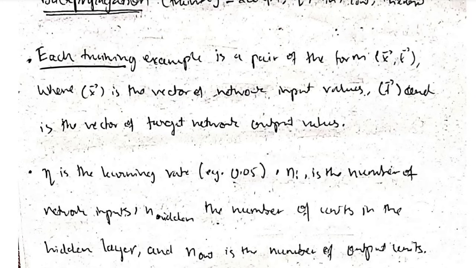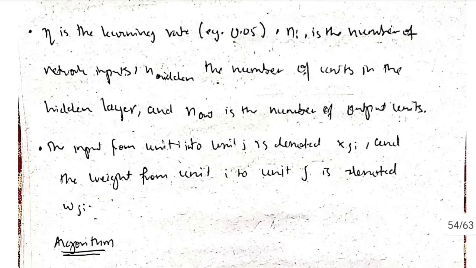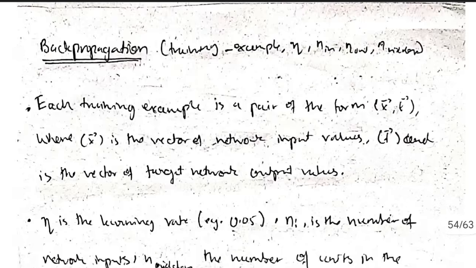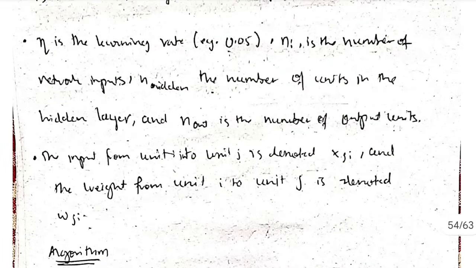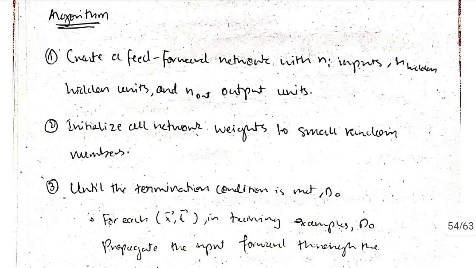In each case we'll be considering each training example. We'll be setting the learning rate here. Just briefly go through it. We'll be setting the learning rate and the hidden layer, so it's n hidden. This is n in, n out, and this is n hidden. So we'll be considering all of those terms which are necessary for calculation of this algorithm, and then we'll be starting the algorithm. Create a feed forward network.